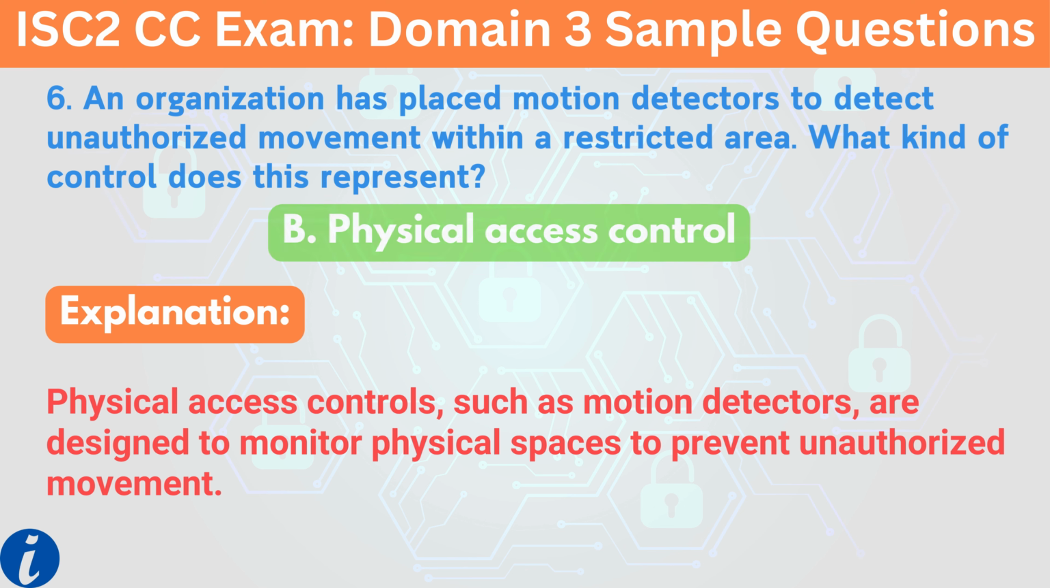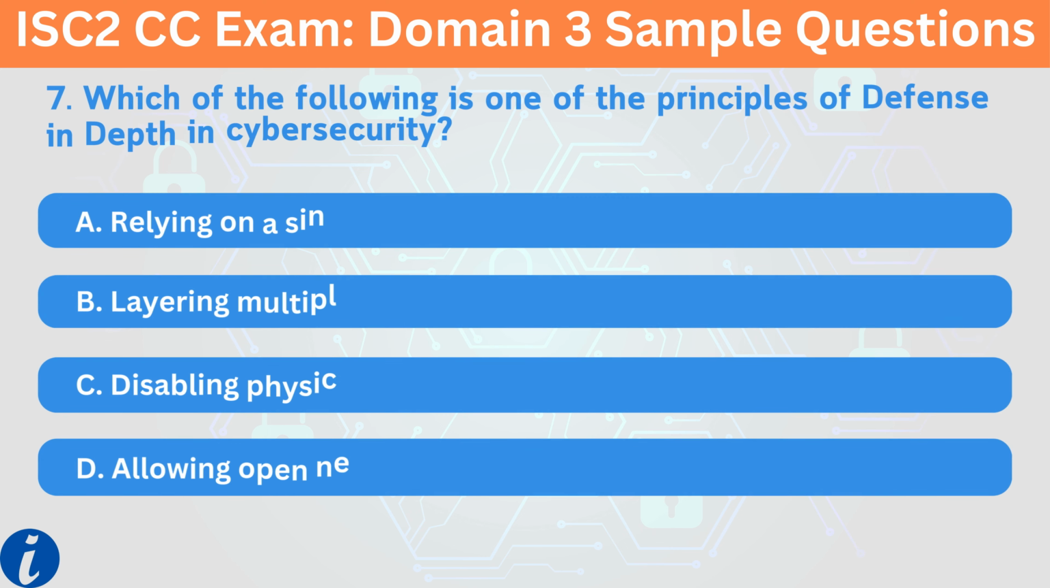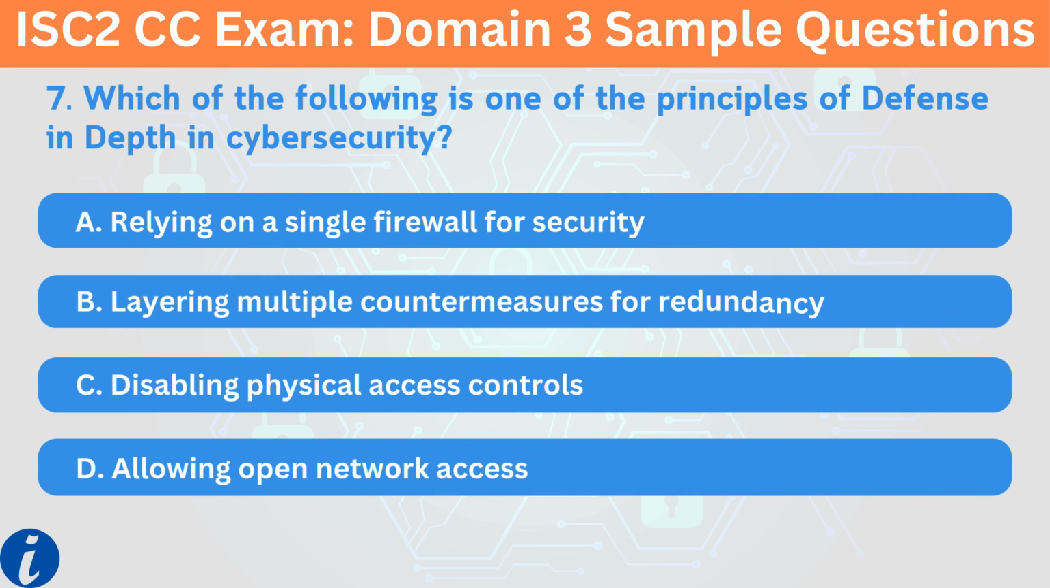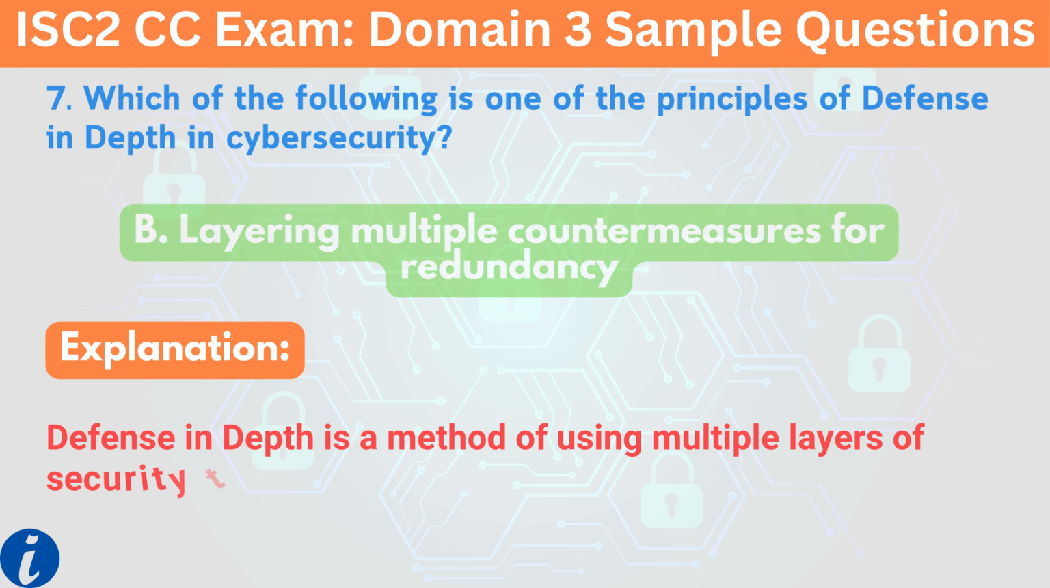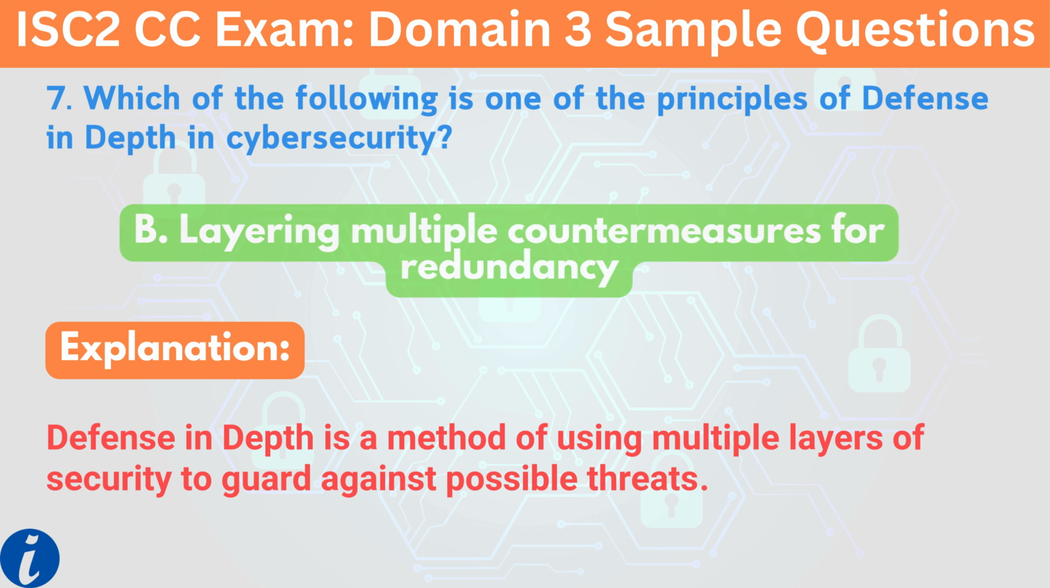7. Which of the following is one of the principles of defense in depth in cybersecurity? A. Relying on a single firewall for security. B. Layering multiple countermeasures for redundancy. C. Disabling physical access controls. D. Allowing open network access. The correct answer is B. Layering multiple countermeasures for redundancy. Explanation. Defense in depth is a method of using multiple layers of security to guard against possible threats.